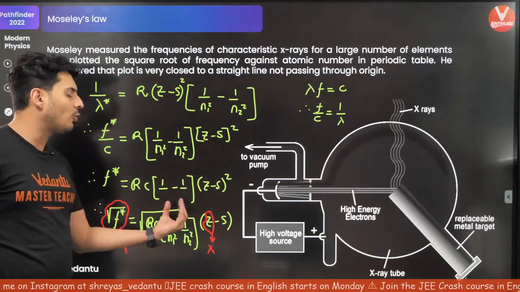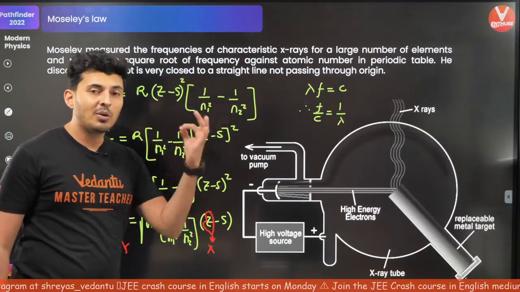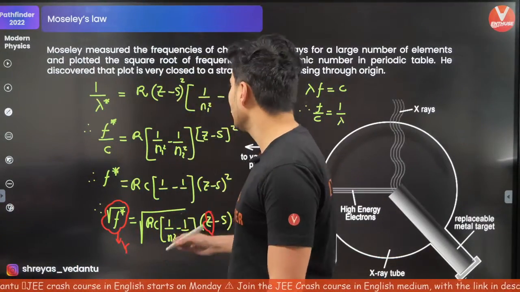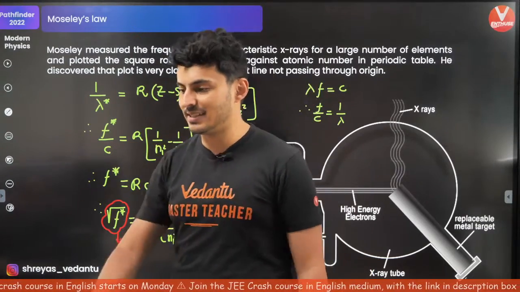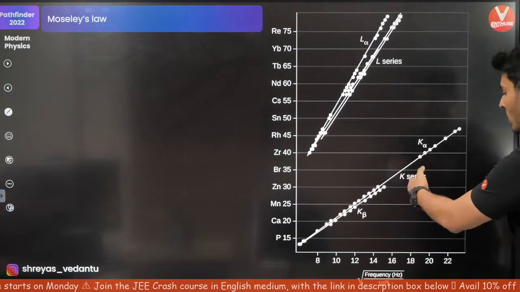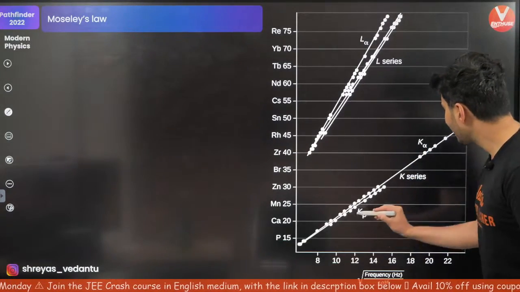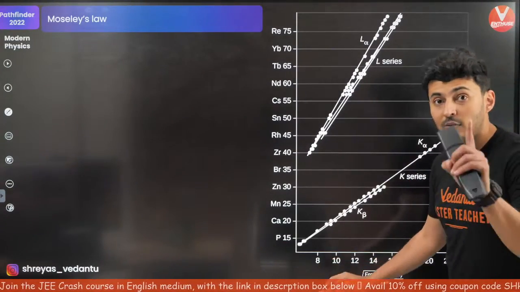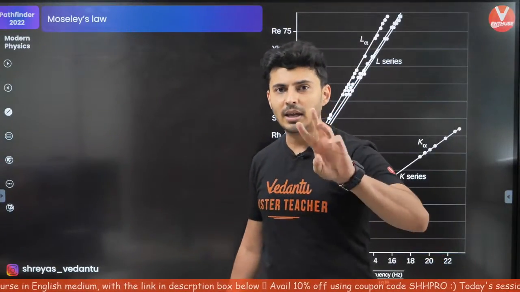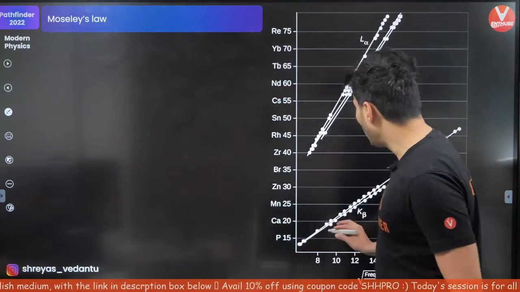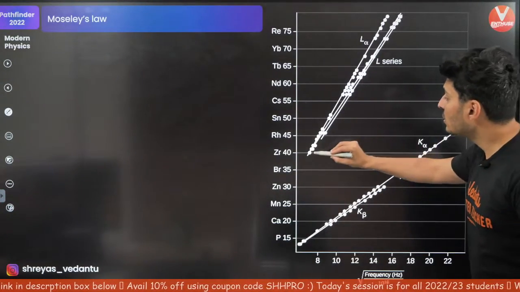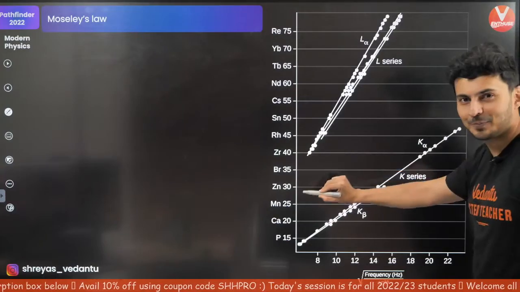So he found that the y versus x graph was a straight line. We all know what a straight line equation looks like. It should look like y is mx plus c, correct? Hence it should look like a straight line, and that's what he got. Look at this. These are the K alpha lines for different elements. K alpha means n1 is 1 and n2 is 2. Then he plotted K beta for other elements, L alpha, L beta. He saw all of them are straight lines.